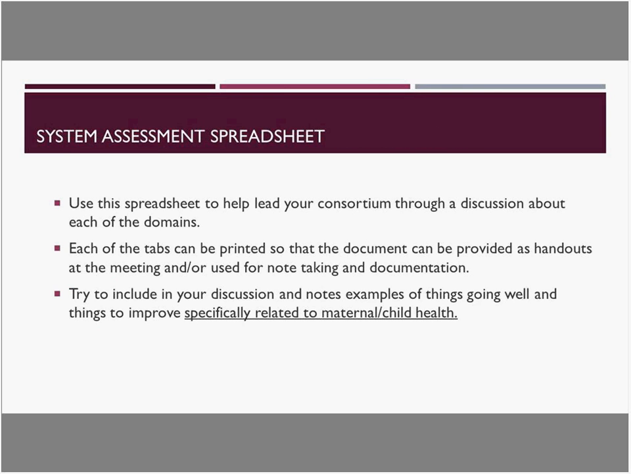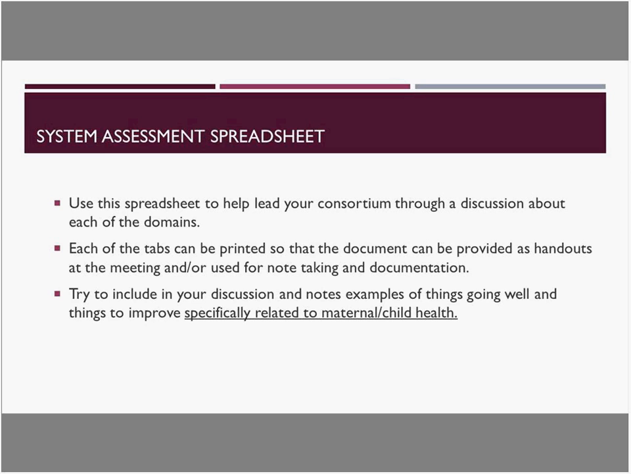So you'll use the spreadsheet to help lead your consortium through a discussion under each of the domains, or subgroups of your consortium if you should do it in that way. Each tab can be printed, so the document can be provided as handouts at the meeting or used for note-taking or documentation. We really encourage you to streamline the process by just bringing a laptop and typing your notes right into the Excel file, so you don't have to do that at a later time.